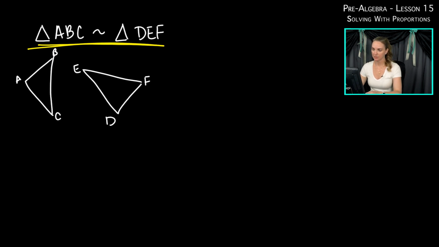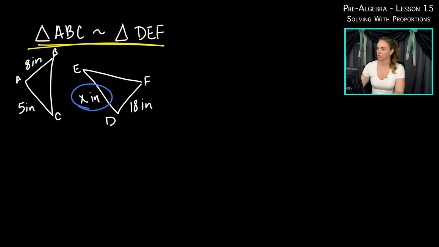Let's go ahead and fill this in and we can solve. AC is 5 inches, AB is 8 inches, DE is X inches, I don't know what that is, and DF is 18 inches. So I can go ahead and set up my proportion here in order to solve for this missing side. Here's what I'm going to do. I'm going to do DE is X, which is equivalent to AB, which is 8. So I can put those one over the other.